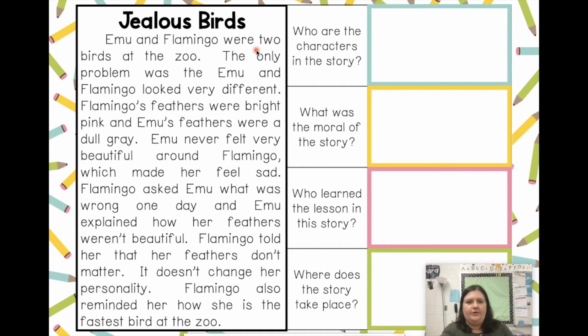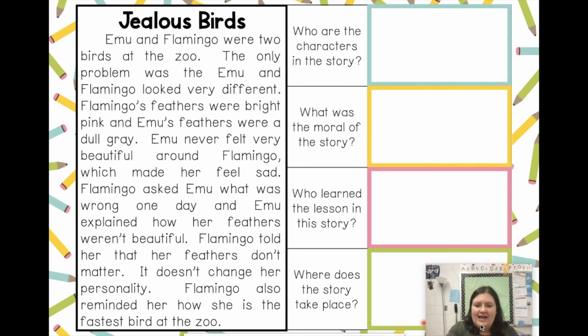Emu and Flamingo were two birds at the zoo. The only problem, Emu and Flamingo looked very different. Flamingo's feathers were bright pink and Emu's feathers were a dull gray. Emu never felt very beautiful around Flamingo, which made her feel sad. Flamingo asked Emu what was wrong one day, and Emu explained how her feathers weren't beautiful. Flamingo told her that her feathers don't matter. It doesn't change her personality. Flamingo also reminded her how she is the fastest bird at the zoo.